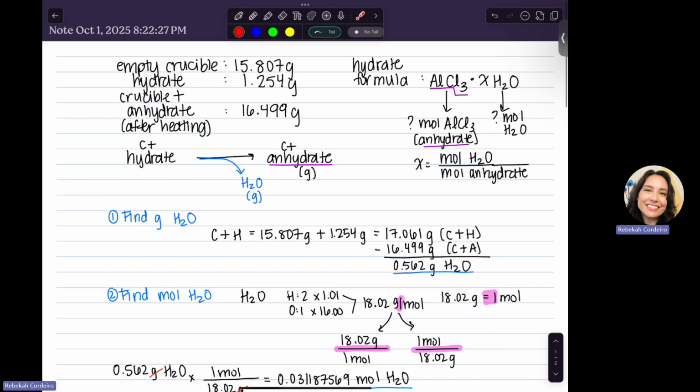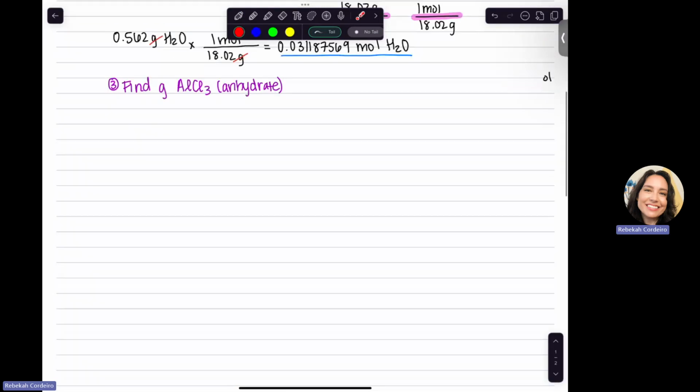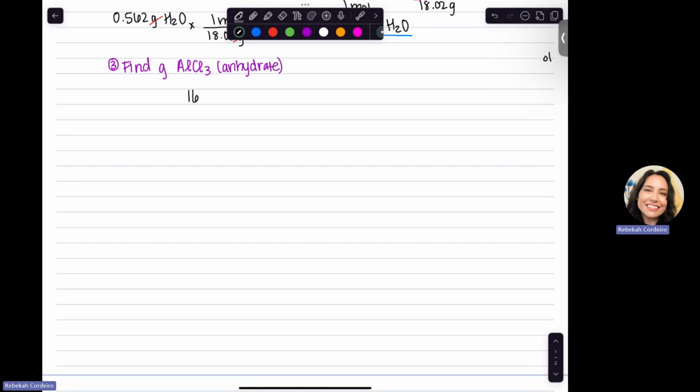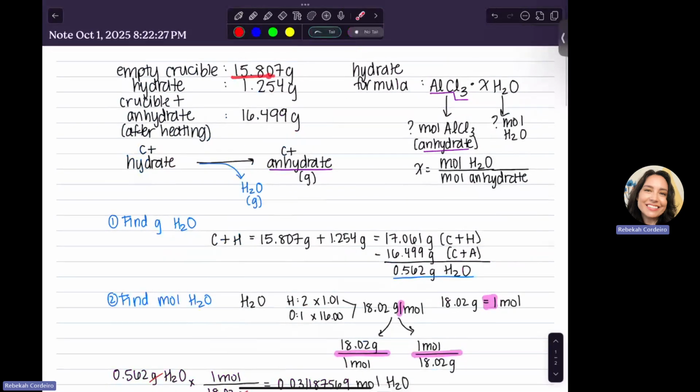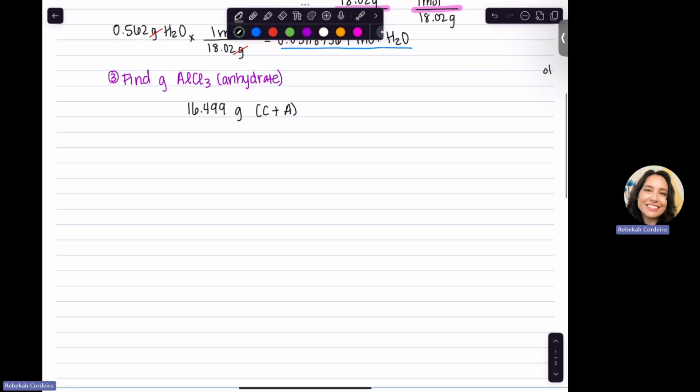So I have the crucible plus anhydrate, that's 16.499. So you can write that down, 16.499 grams. That's crucible plus anhydrate. And then we have just the crucible. So we can just subtract out the crucible to get the anhydrate by itself. So 15.807, minus 15.807 grams of just crucible. So crucible plus anhydrate minus crucible gives me just anhydrate.